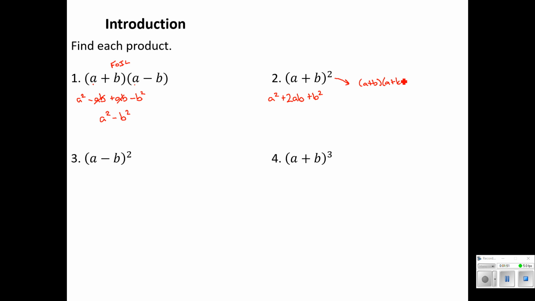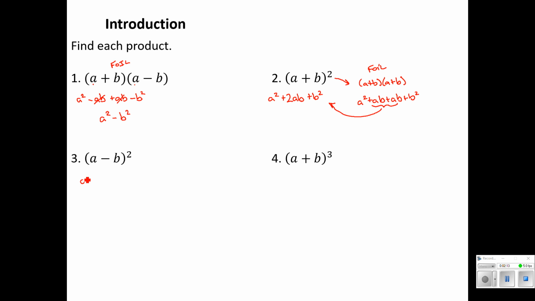Something squared means that quantity times itself. And it becomes another FOILing problem. First times first, our outside terms, that's a times b. Inside terms, a times b again, and last times last. When we combine like terms, there we get our answer.